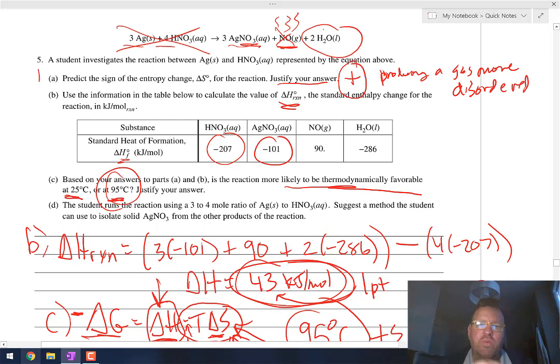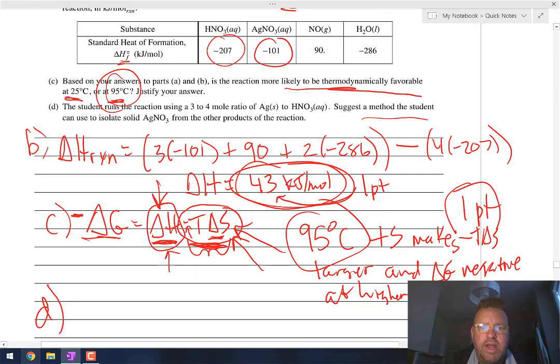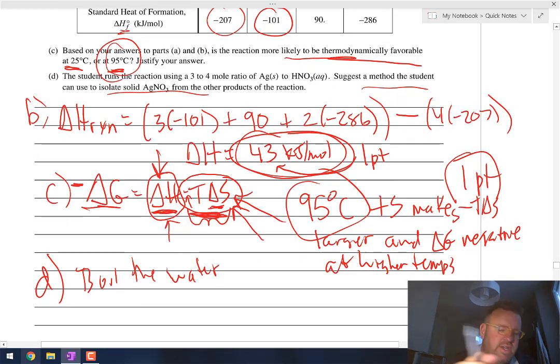Okay, if it's dissolved in water and you're trying to isolate the silver nitrate, how do you get rid of the water? Well, how do you always get rid of water? You boil it off. So you heat it up, you drive the water off using evaporation, but a method the student can use to isolate the AgNO3, I simply wrote boil the water. Okay, and that's going to drive the water off, and you're going to be left. How do you isolate salt water? If you just want the salt, you have to get rid of the water. Okay, just a 1-point response there as well.